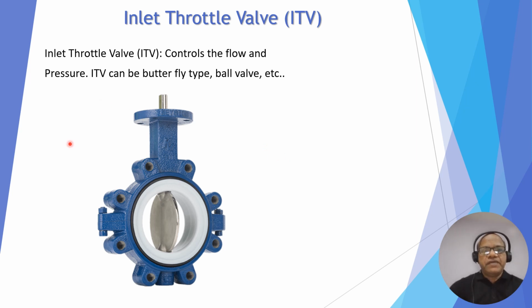Another device used for compressor control is called ITV, inlet throttle valve. Typically it is a butterfly valve, but it can be a ball valve, etc. Also you can see the photograph of a butterfly valve. So by opening the butterfly valve or ITV, the compressor is also controlled. You will get more flow and more pressure by opening the ITV more.